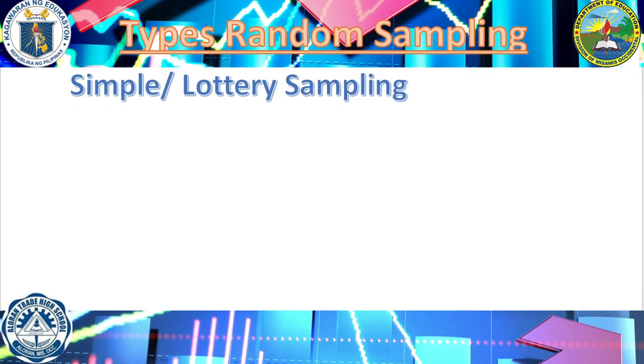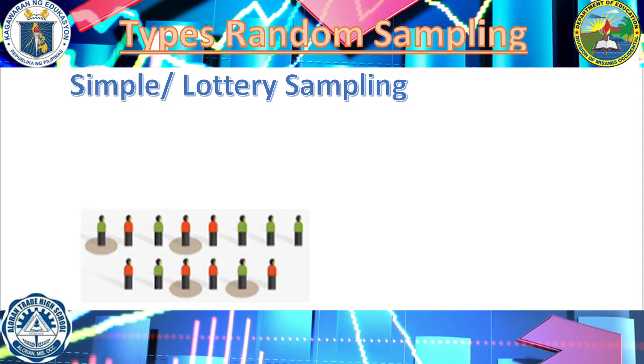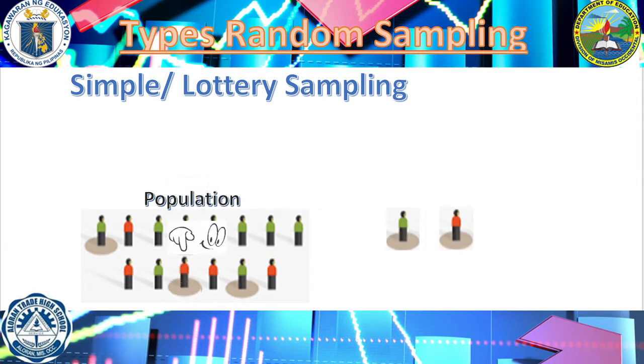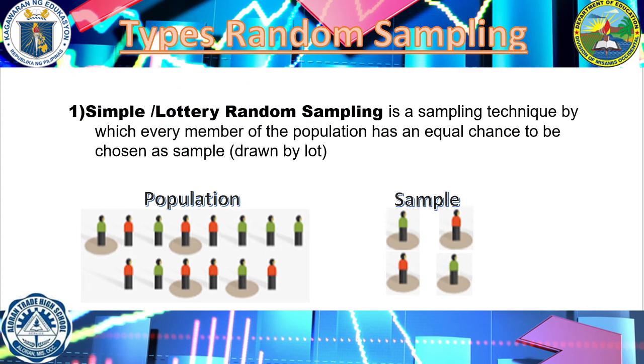So let us have the types of random sampling. One is simple and lottery sampling. So suppose we have a population. By lottery, we chose our sample. So we have the first sample and then the second sample followed by the next sample and the last sample. Suppose we need 4 samples from this population. So this method is simple and lottery random sampling. It is a sampling technique by which every member of the population has an equal chance to be chosen as sample or drawn by lot.